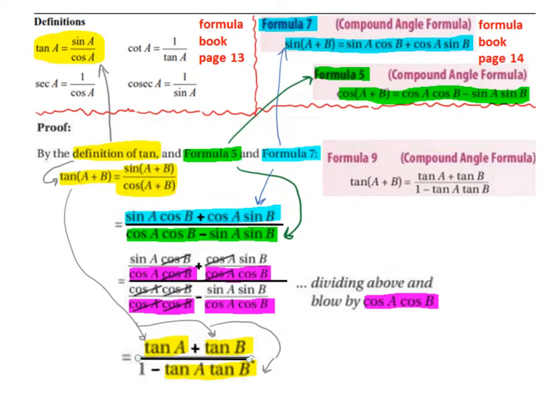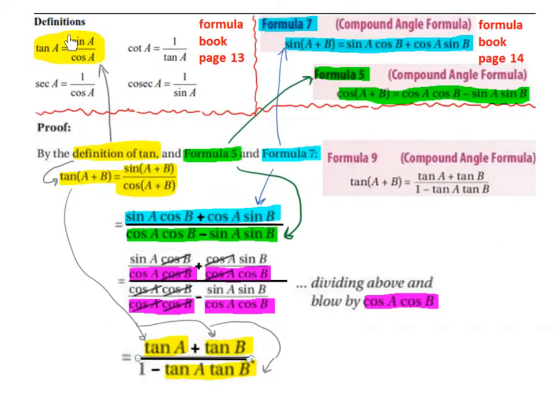We are now going to prove compound angle formula, formula 9, which states that tan of A plus B is equal to tan of A plus tan of B divided by 1 minus tan of A tan of B. So we're going to start with the definition of tan, which is given to us on page 13 of our formula book. So these are the definitions given on page 13, and this is tan. And it states that tan of A is equal to sine of A divided by cos of A.